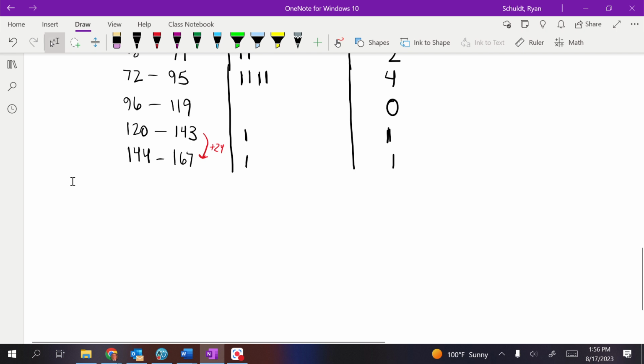Okay. Questions on that example? Questions on building a frequency distribution?